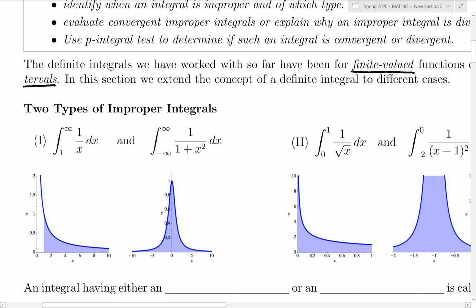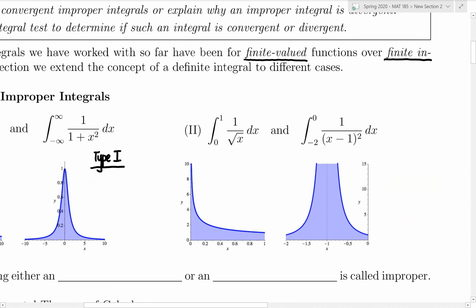Similarly, if I look at 1 over 1 plus x squared, this function is always continuous because the only way we could make the function discontinuous is if the denominator is 0. In this case, the denominator is never 0 because it's always positive. However, we are integrating from negative infinity to positive infinity, so our interval is infinite. Again, these are examples of type 1 improper integrals, which we're going to make precise.